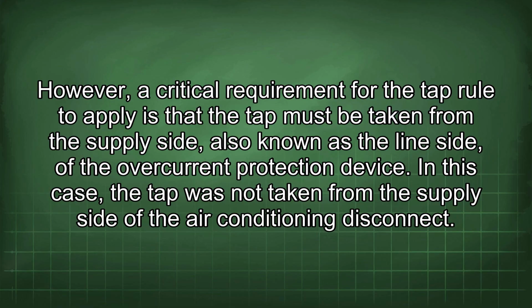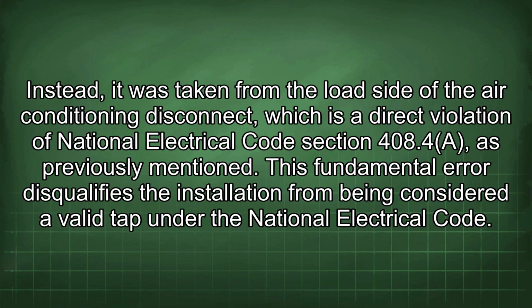In this case, the tap was not taken from the supply side of the air conditioning disconnect. Instead, it was taken from the load side of the air conditioning disconnect, which is a direct violation of National Electrical Code Section 408.4a, as previously mentioned. This fundamental error disqualifies the installation from being considered a valid tap under the National Electrical Code.